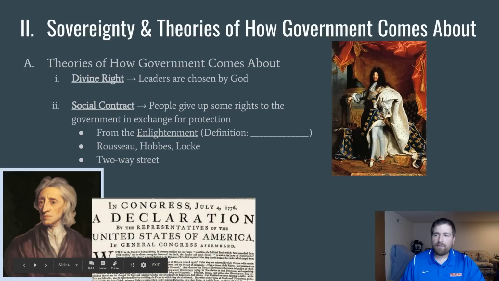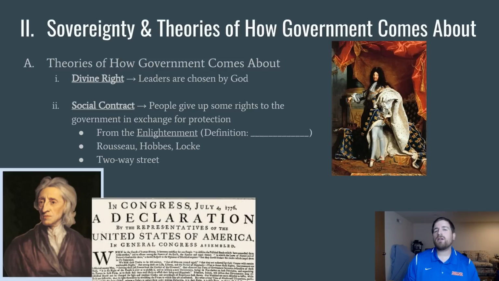Next theory we have is the divine right theory. And this simply says that leaders are chosen by God. So a king or a queen is not just someone that was born into that position. They were literally God's own chosen person to lead their country. This theory has been around again for centuries, going back to ancient times.